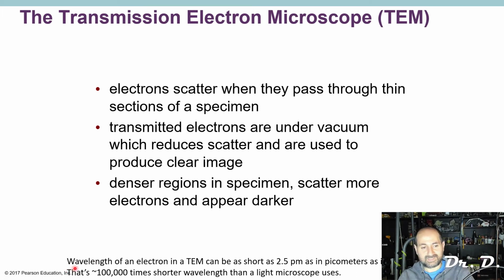This is very important. The wavelength of an electron in a transmission electron microscope can be as short as 2.5 picometers, as in 2.5 times 10 to the minus 12 meters. So the wavelength of an electron is about 100,000 times shorter than the wavelength of light. This means that you can get much, much better resolution with an electron because the electron has such a short wavelength. And remember, the electrons have to travel through a vacuum.